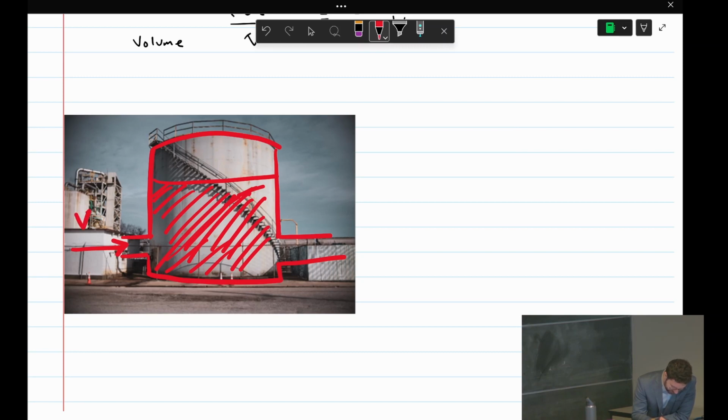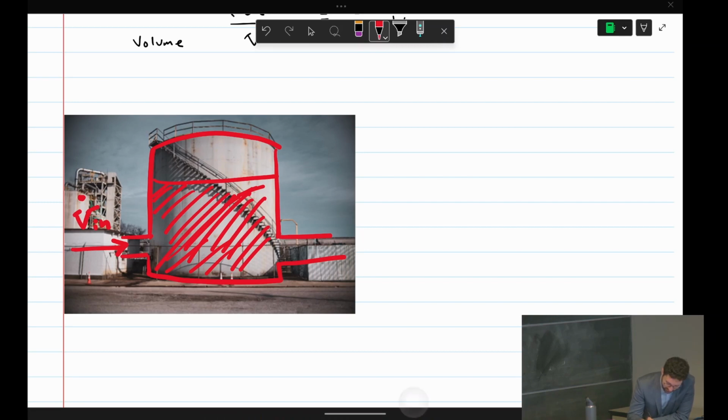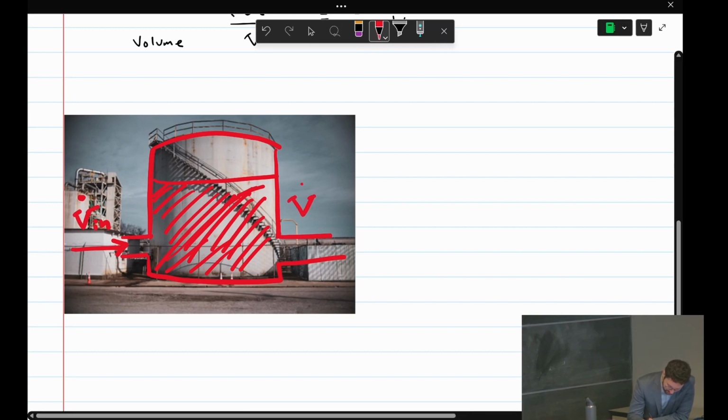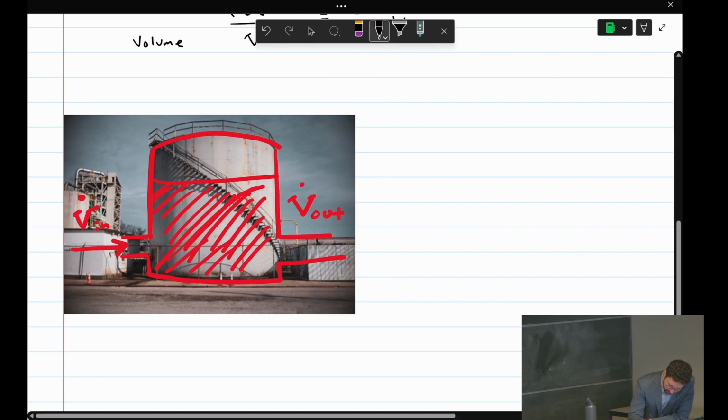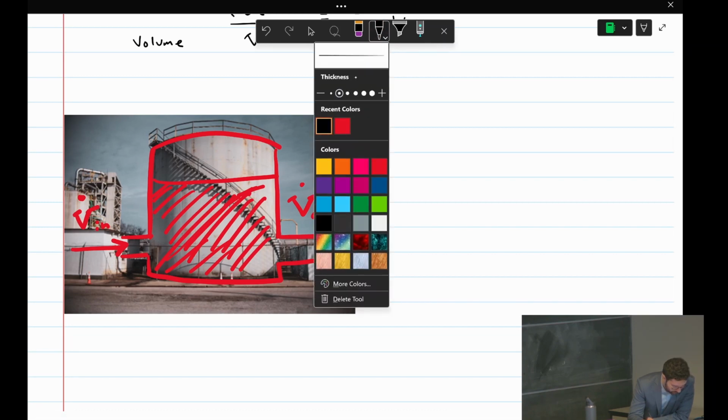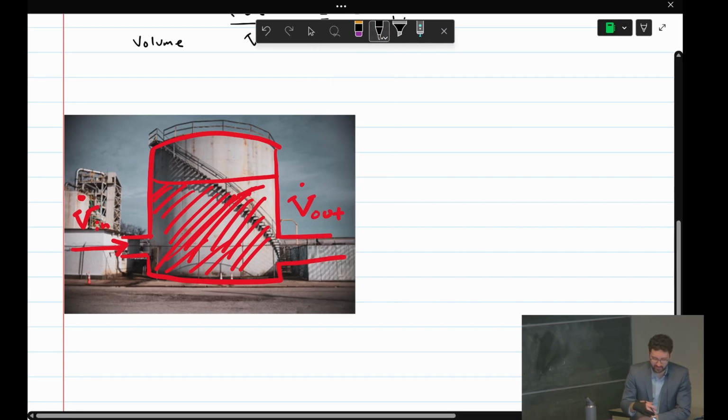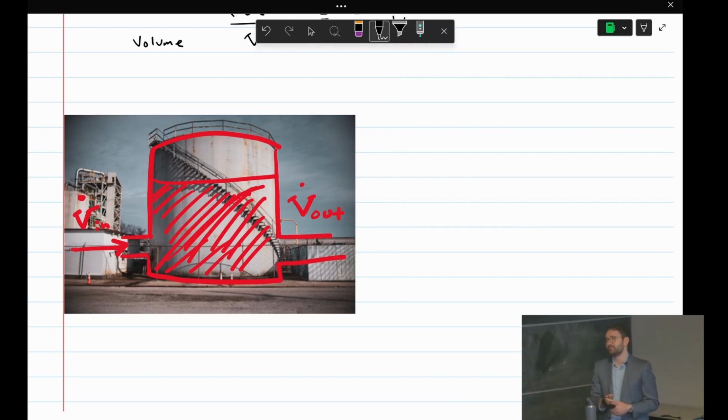So the inlet volumetric flow rate we'll call V dot in. The outlet we'll call V dot out. So we have some tank with some amount of fluid in it with an inlet and an outlet. That's the only way the fluid can enter or leave the tank. So this is going to sound like a simple question, but how do we change the level of liquid in this tank?